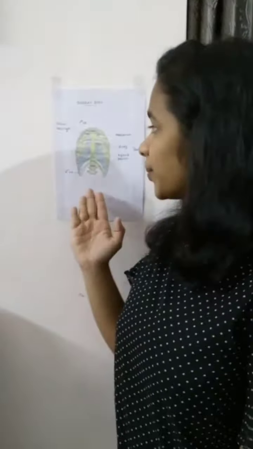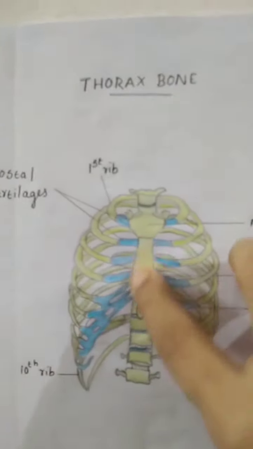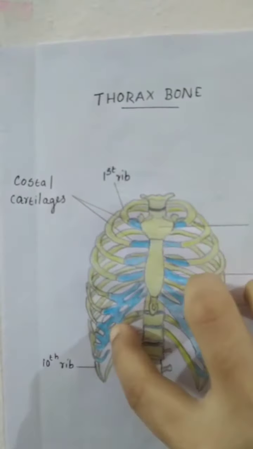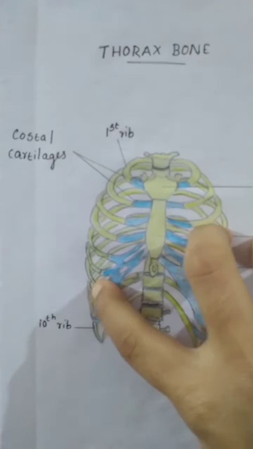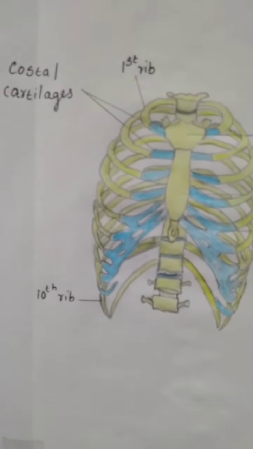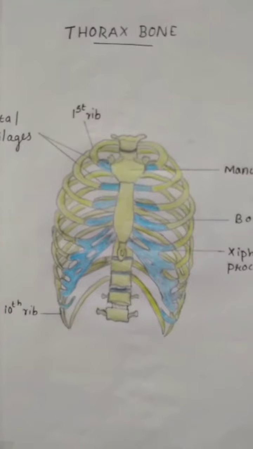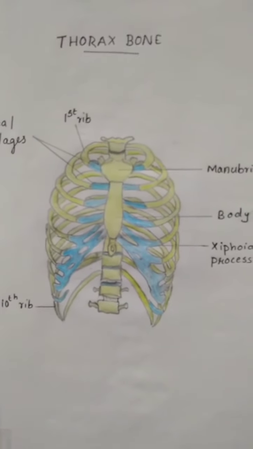Thorax bone. The thorax is situated at the central part of the chest. It can be split into three: sternum, costal cartilages, and ribs. The ribs consist of 12 paired bones which function to protect internal thoracic organs.